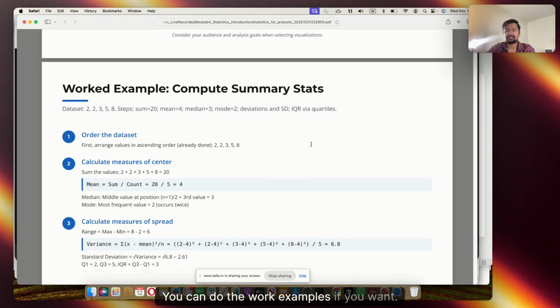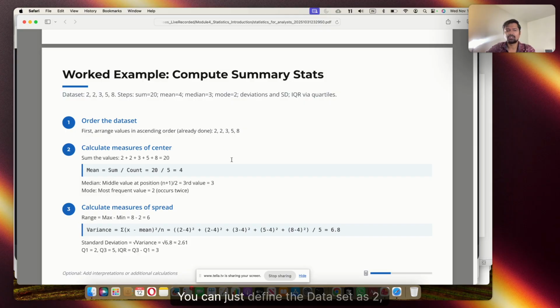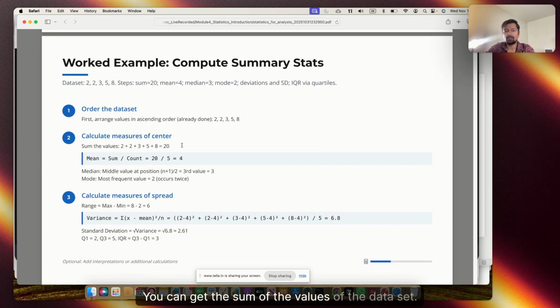You can do worked examples if you want. You can simply take any data set, for example 2, 2, 3, 5, 8. You can get the sum of the values. You can compute the mean, which is the sum divided by the total count. What is the count? 1, 2, 3, 4, 5. 20 divided by 5, so the mean you will get is 4.